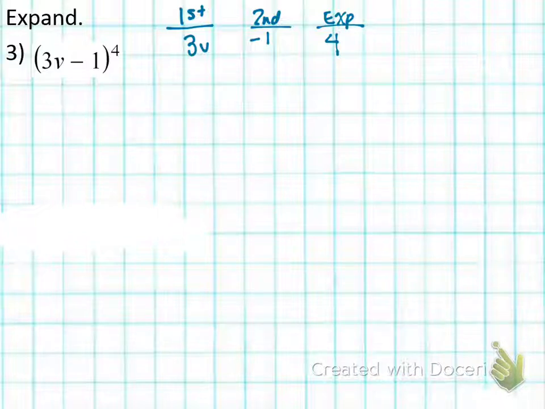We go to the 4th row of our Pascal's triangle. So we got 1, 4, 6, 4, 1. Okay, these are our coefficients. And we put 3v in. Okay, so we got 3v raised to the 4th. I'm just going to set up this problem, and then we'll see how you do. 3v to the 3rd.